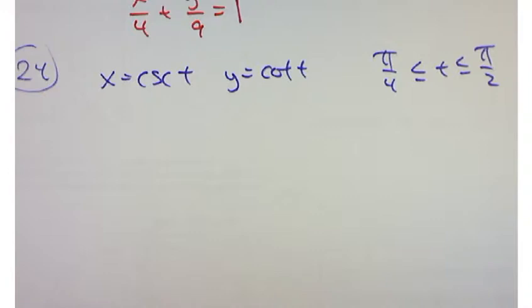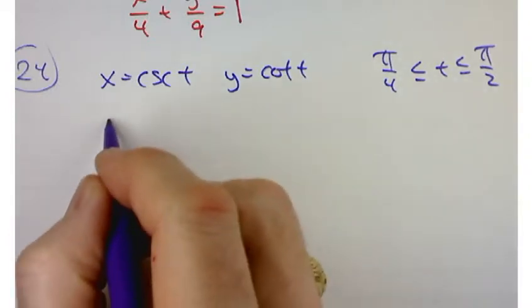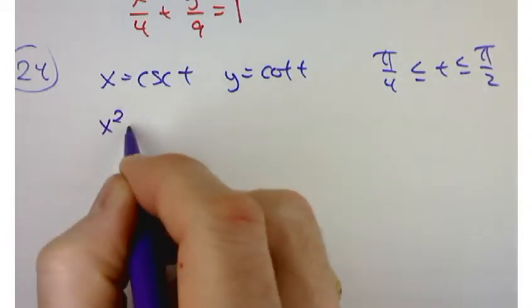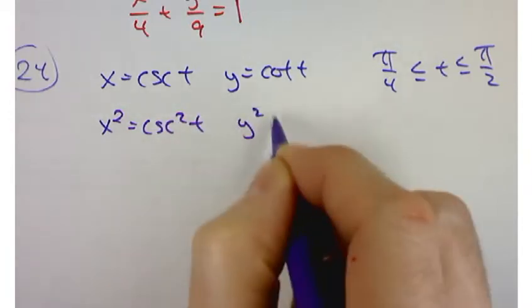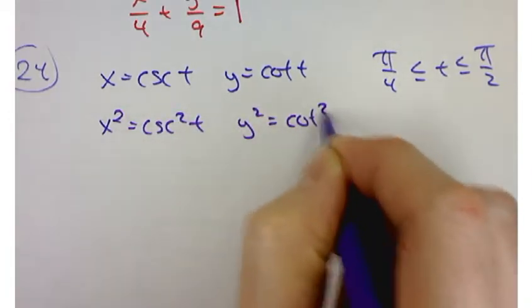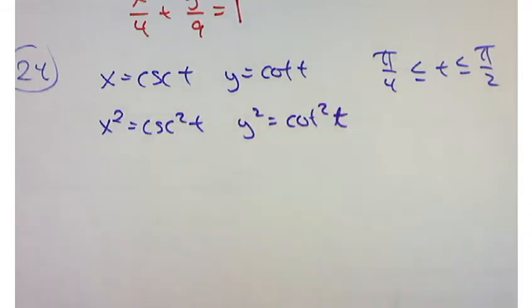What's your instinct tell you? What are we going to do first? Amanda? I think I saw it on your lips there. Square both sides. Thank you. And, well, last I checked, cosecant squared plus cotangent squared was not equal to 1. So I can't quite do it that way.